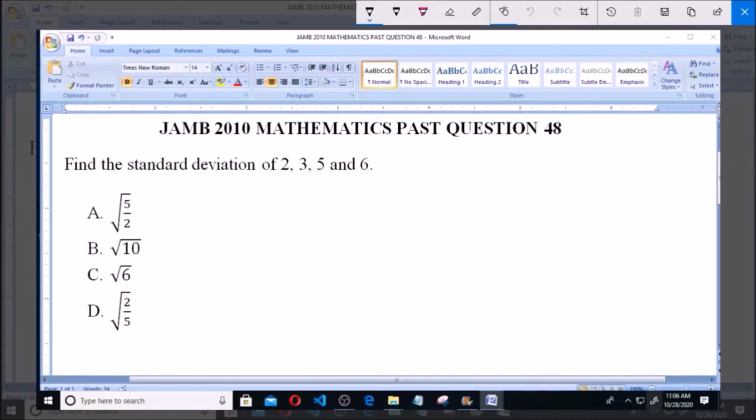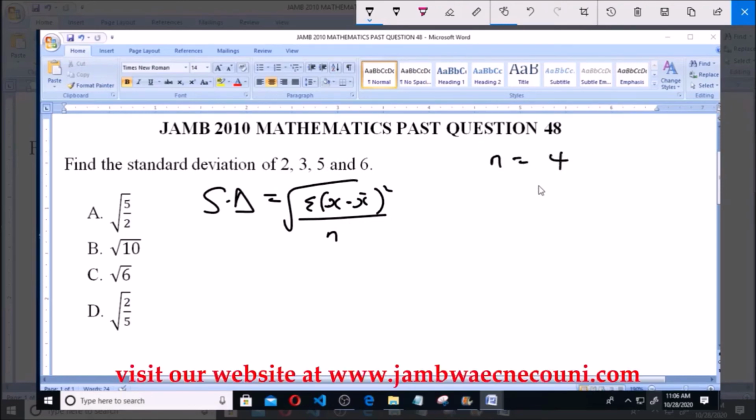Now we are asked to find the standard deviation, SD. And standard deviation is given as the square root of summation x minus the mean, squared, all over the total number of data given. Now from this, the total number of data given, n, is 1, 2, 3, 4, that's 4. N equals 4.